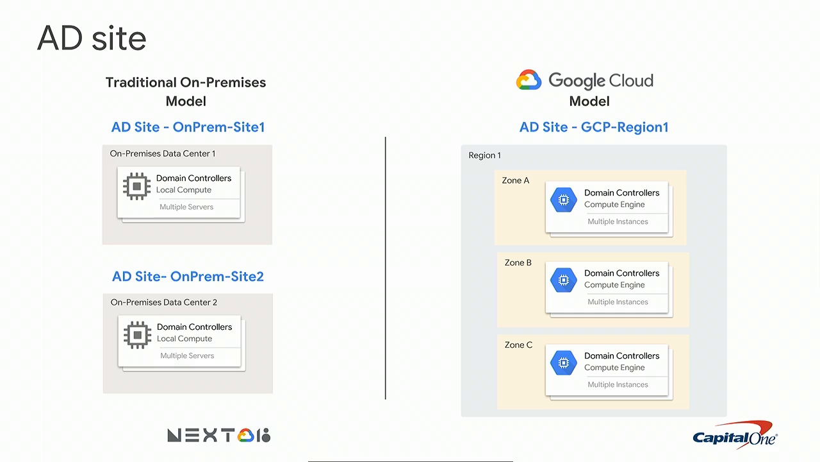In our Google Cloud model, we put domain controllers in every zone available in each region we deploy. This is essentially treating the whole region as a single AD site. This provides a more resilient topology.